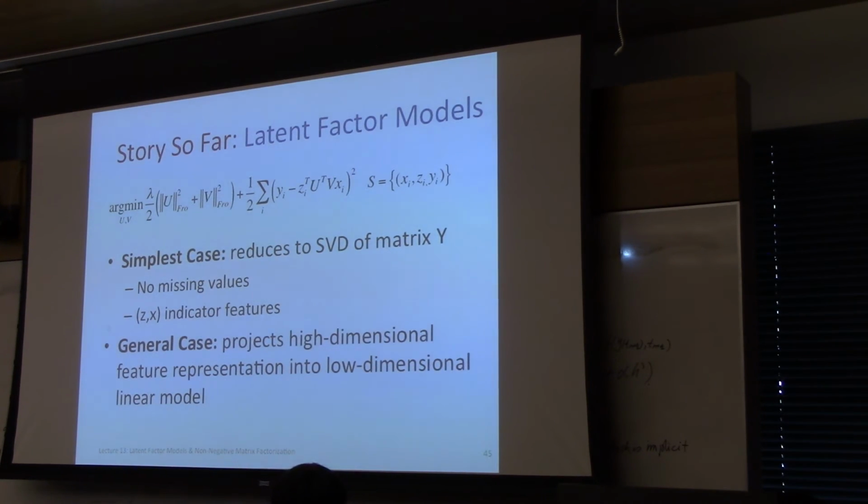Okay, so the story so far: latent factor models reduce to the SVD if there are no missing values. We can use features, which in the simplest case are just indicator features of which movie and which user it is, in which case this is standard collaborative filtering. The basic intuition is that we're projecting these high-dimensional data points into a low-dimensional space where they can be estimated more reliably.